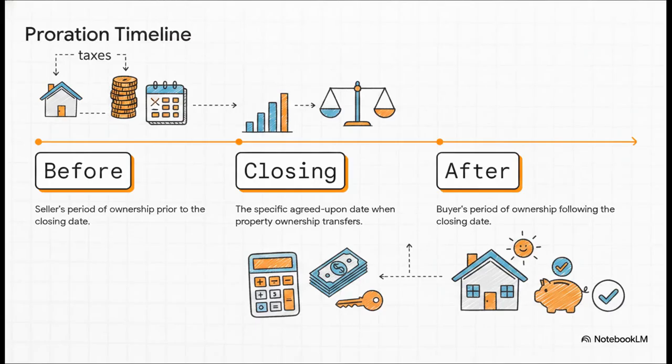Let's look at property taxes as an example. Often they accrue way before closing but haven't actually been paid yet. You have the seller's period leading right up to the closing date, and that is followed immediately by the buyer's period. The appropriate portion of that tax obligation must be accurately allocated to match those exact periods.